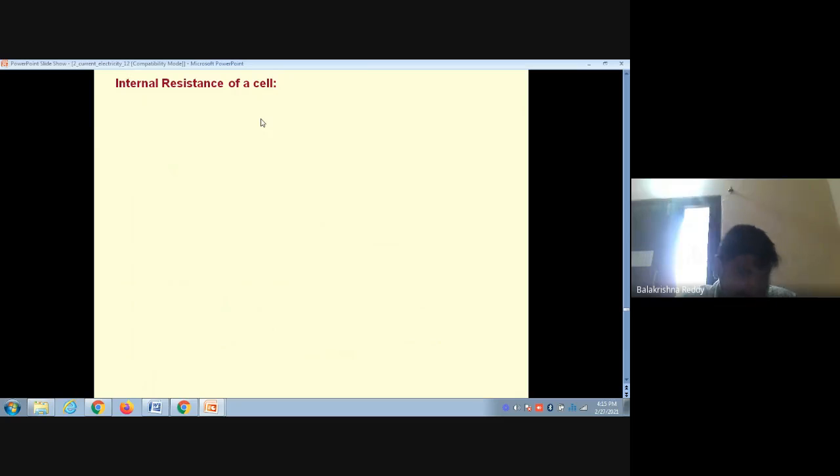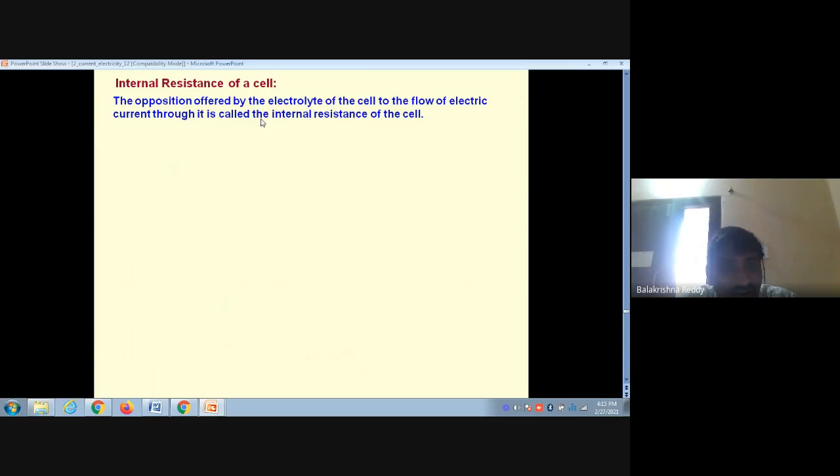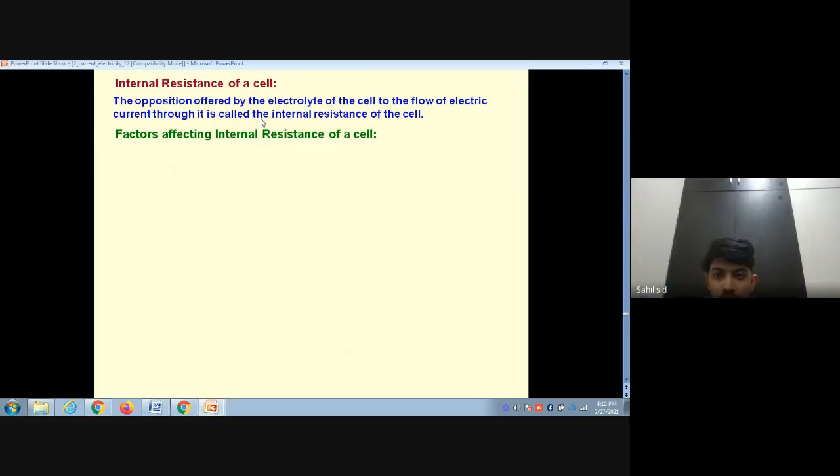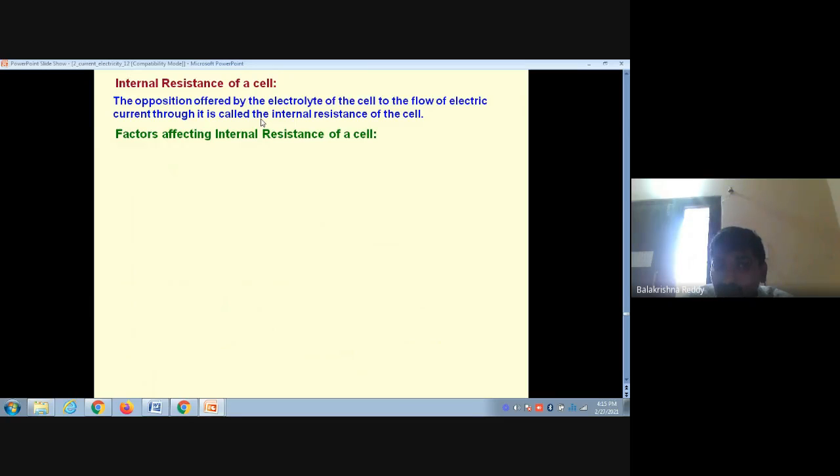What is this internal resistance? It means the resistance offered by the electrolyte between the electrodes in the cell. Who is offering the resistance? The electrolyte. Okay, it also offers resistance on the flow of electrons. Therefore some amount of voltage will be consumed to overcome the internal resistance, right?